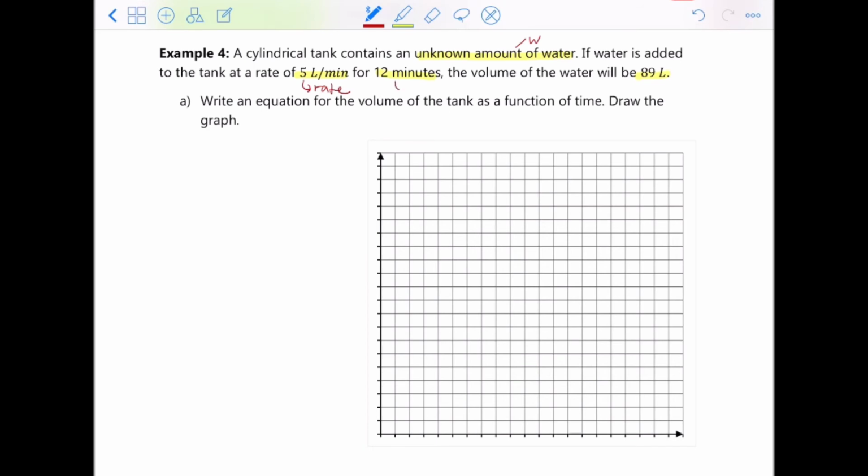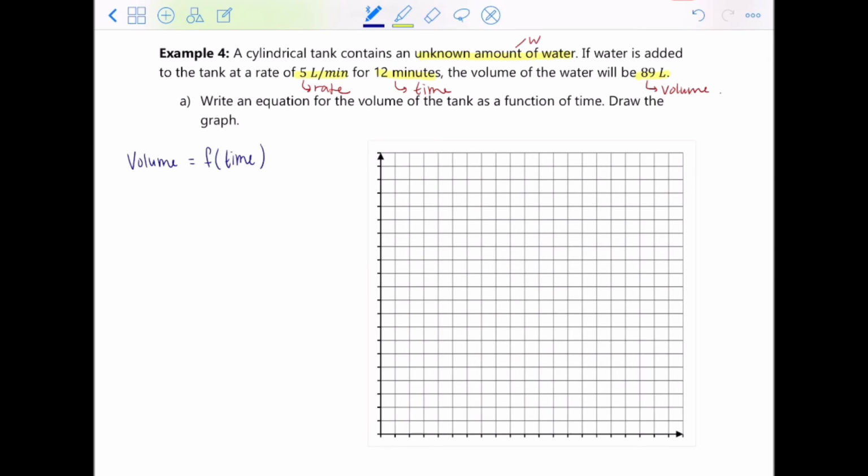And we are also given time. So for 12 minutes. And then they also told us that this is the volume at the end. Okay, so what we need to do here is write an equation, volume as a function of time. So volume is a function of time.